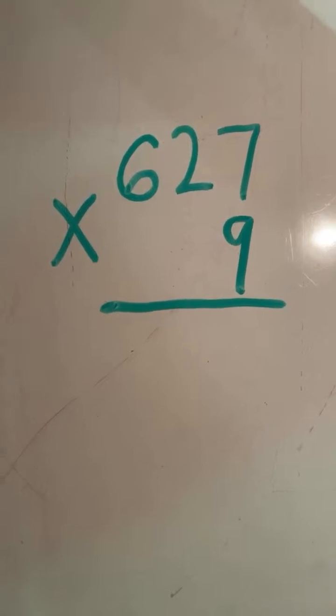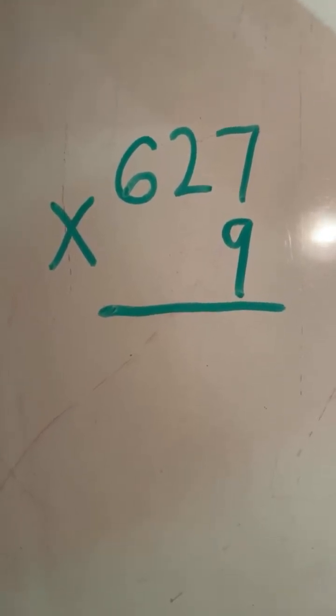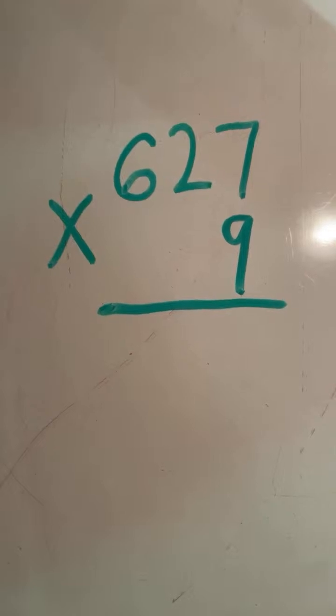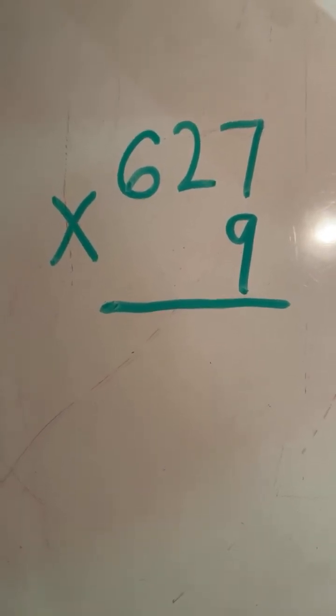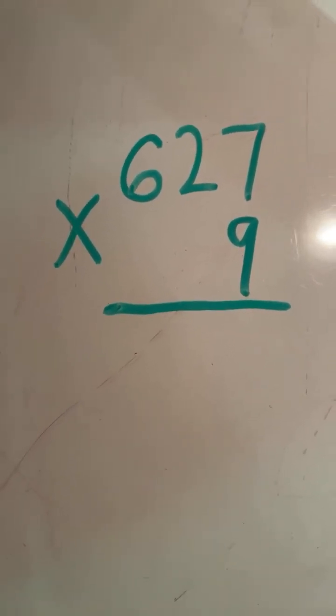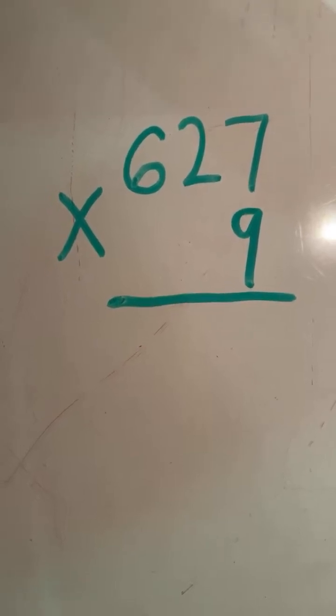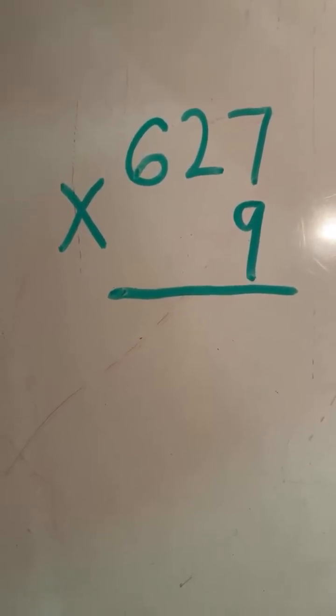So this video is going to be a review of 3-digit by 1-digit multiplication. 627 times 9 is the first example problem. I'm going to go through step by step how to solve that problem.